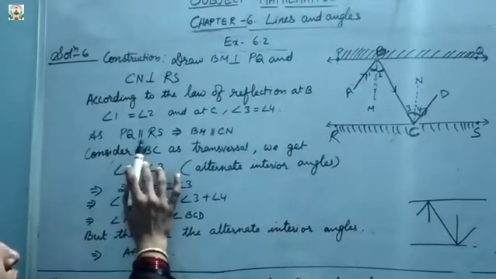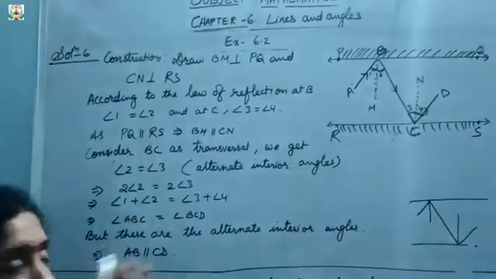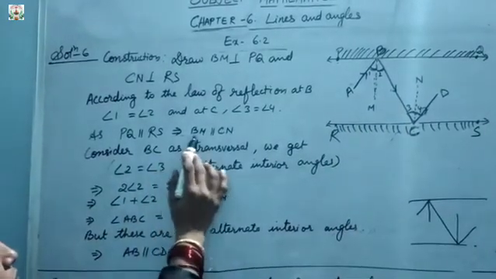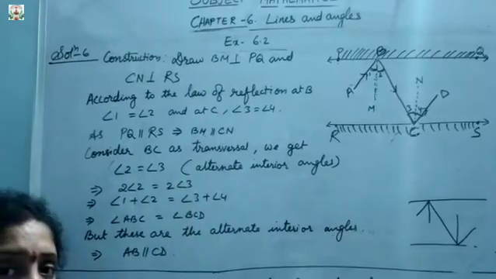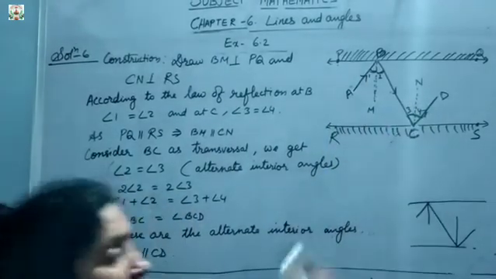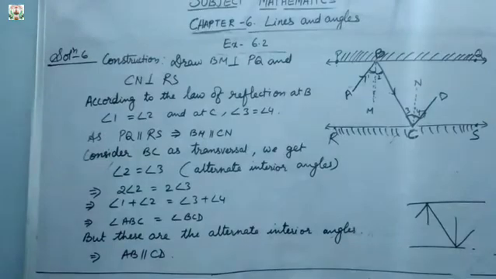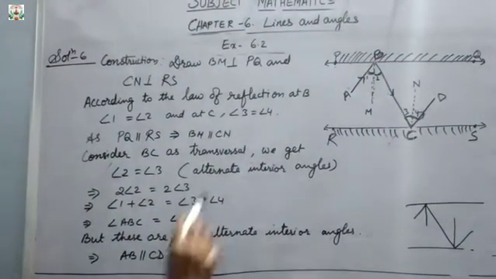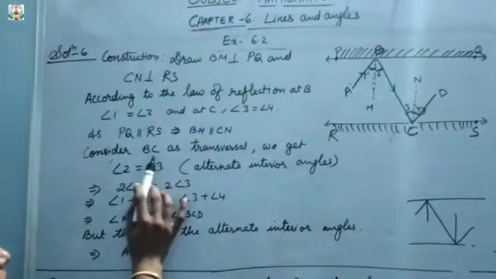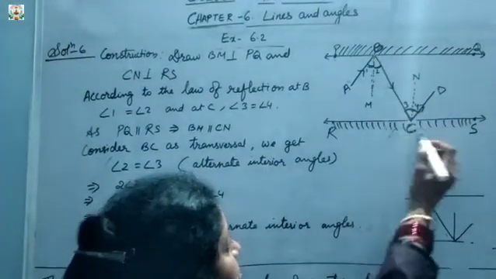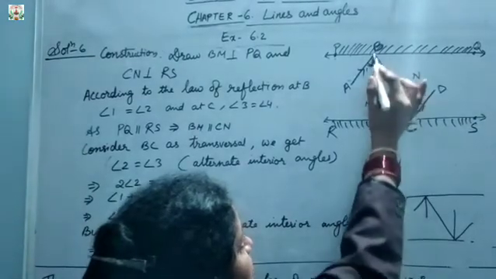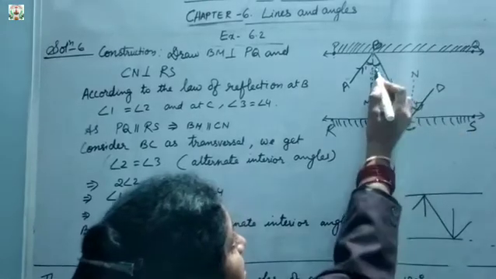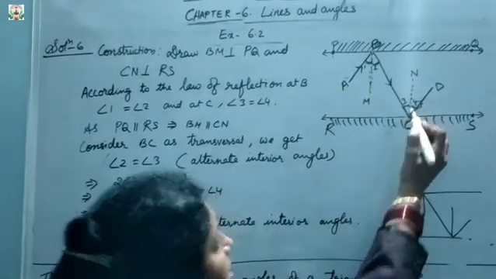As PQ is parallel to RS, which is given in the question, BM will also be parallel to CN. BM and CN are perpendicular to lines PQ and RS, so they are also parallel. Consider BC as the transversal. If BM and CN are parallel and BC is the transversal, then angle 2 will be equal to angle 3.